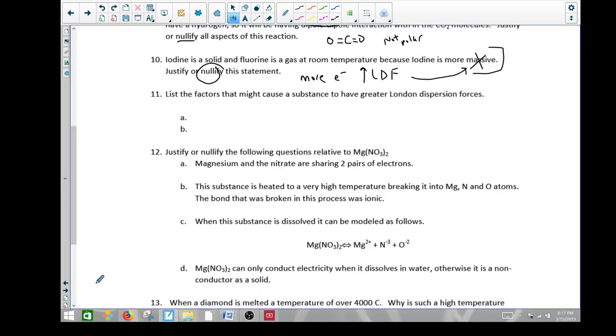List factors that might cause a substance to have greater London dispersion forces. More electrons. And of course, longer chains.